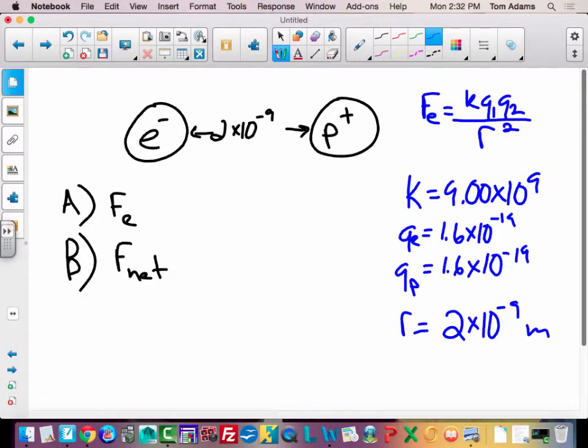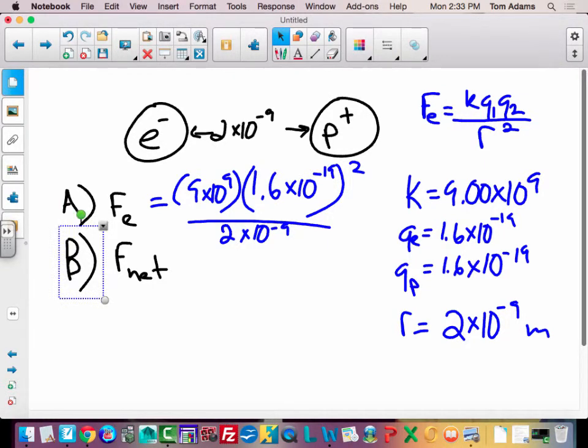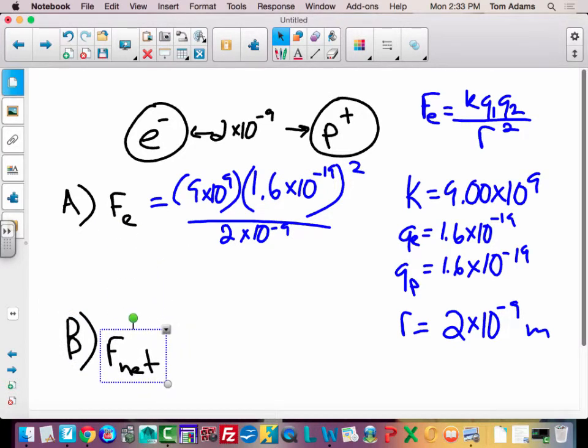And so for that one, I could just write it like this. I just plug the numbers in really. I think I'm going to say 9 times 10 to the 9th, and I'm not going to write down all the units. 1.6 times 10 to the negative 19 times itself, so it'd be squared, all over 2 times 10 to the negative 9. And so if I move this down a little bit, it's kind of in the way.